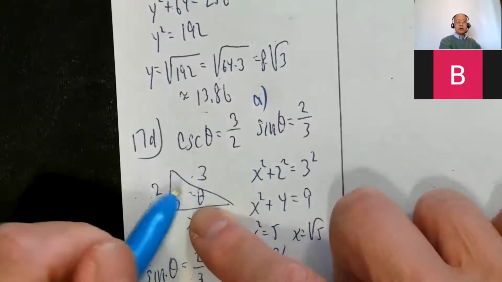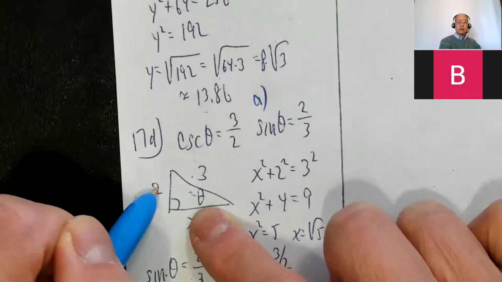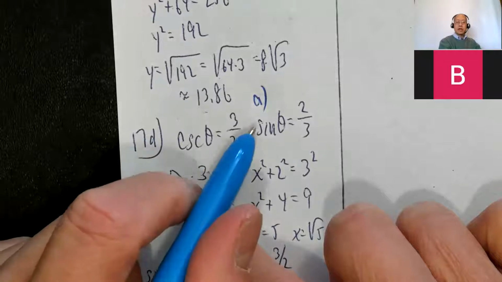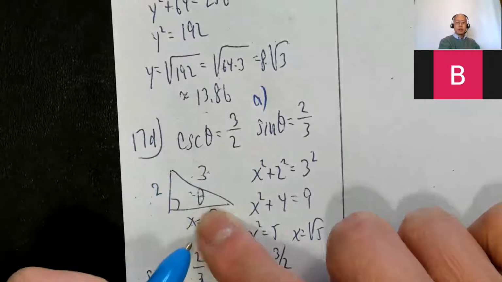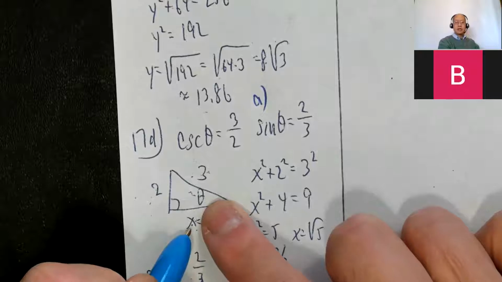Okay, so I draw my triangle. I go opposite, hypotenuse. Sine of theta is opposite over the hypotenuse. And this side comes out to be radical 5. Let's try it. First, it's x.